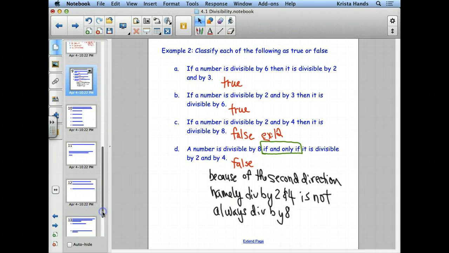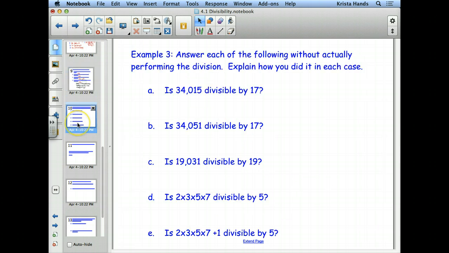All right, let's take a look at another one. We're supposed to answer each of the following without actually performing the division, so we're not supposed to pick up a calculator to check our work. We'll make a decision without that. Here is the first one. It's talking about divisibility by 17, and there were no rules about 17, so we have to use other thinking. We have the number 34,015, and we want to know if that's divisible by 17.